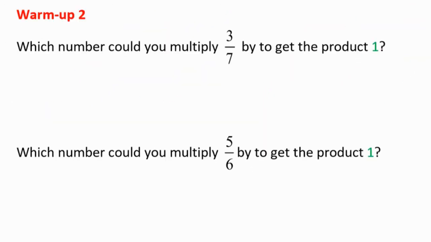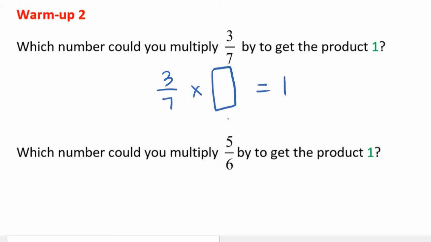Okay, warm up number 2. Which number could you multiply 3 over 7 by to get the product 1? So 3 over 7 times something should be 1. As I said, you multiply the reciprocal. How do you find the reciprocal? You can simply flip the number. So 3 over 7, if you flip it, becomes 7 over 3. So the answer is 7 over 3.